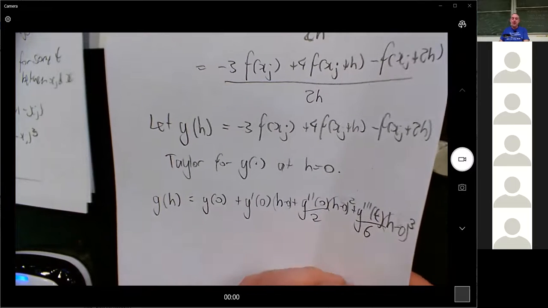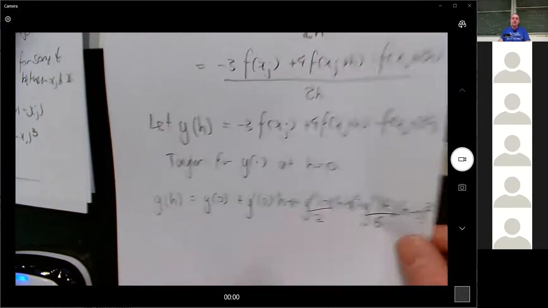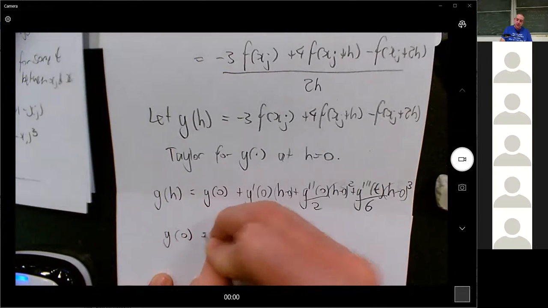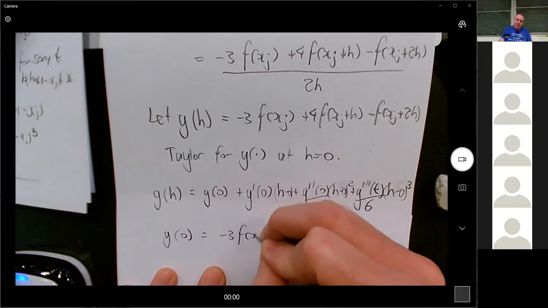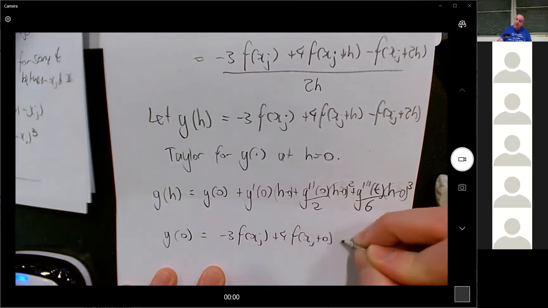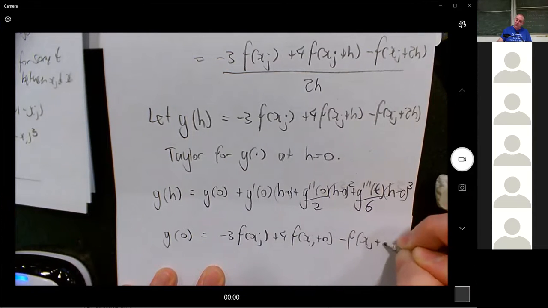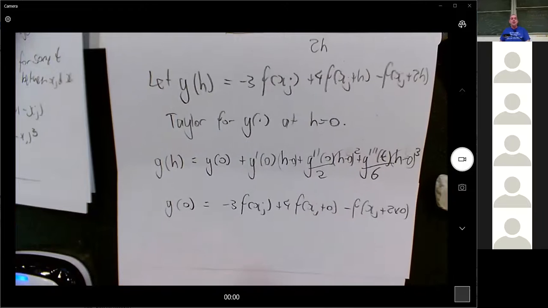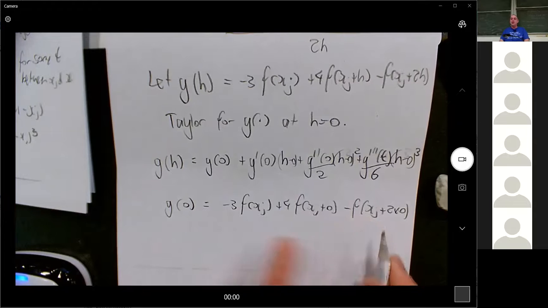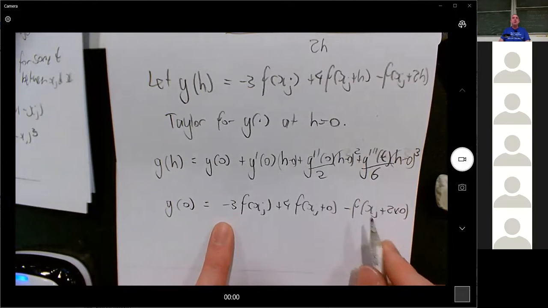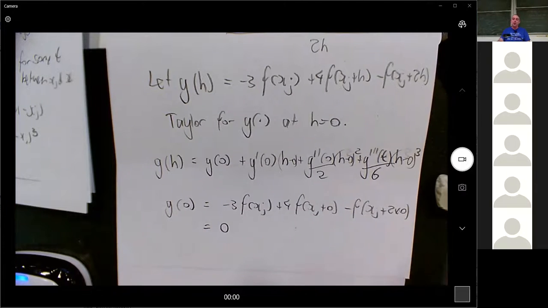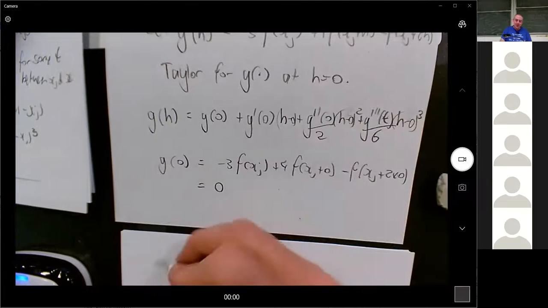So let me figure out what g of 0 is. g of 0 is minus 3 f of xj plus 4 f of xj plus 0 minus f of xj plus 2 times 0, which is minus 3f of xj plus 4f of xj minus f of xj, which is minus 3 plus 4 minus 1 of f of xj, which is 0. So cool. Love this particular way of doing it.